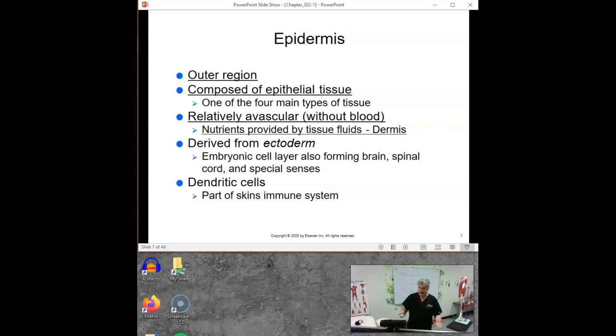The epidermis is composed of epithelial tissue, one of the 4 main tissues, right? Not the most common. Connective tissue is the most common. And it's relatively avascular. What does avascular mean? Without blood. Vascular means with blood. A means without. The top of my skin, my epidermis layer, is relatively avascular, which is why I can scrape it with my fingernail right now, and it doesn't feel really pleasant, but it's not bleeding.